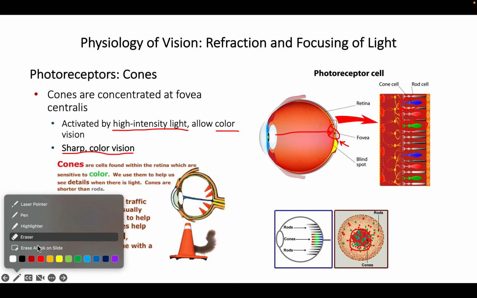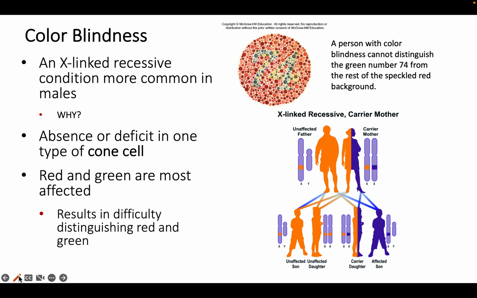All right, so let me clear this here. All right, so you may have heard of color blindness, right? So speaking of these cones, you can have color blindness in which you have a deficit in one or more of these different cone types, all right? So color blindness, the most common type is red-green colorblind. It is what's known as an X-linked recessive disorder, okay?